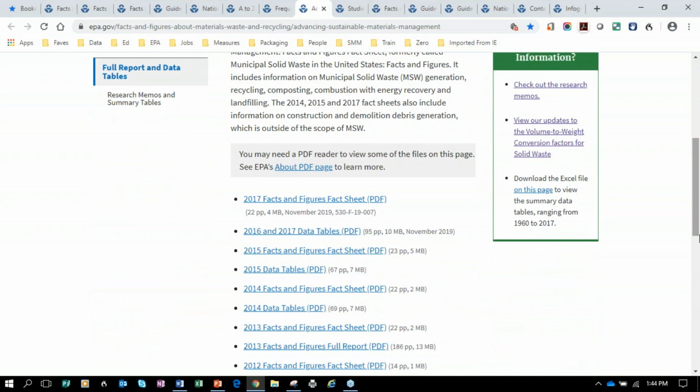We've also, Drew did a fantastic job of trying to find quick links on each section so that you can quickly go back to other sections or to go to other research memos. For instance, here you can go to volume and weight conversion factors, which is a popular question when you're trying to do waste characterization studies and moving forward, trying to do things locally. So there are all the data tables from 2012 through 2017 on this page.